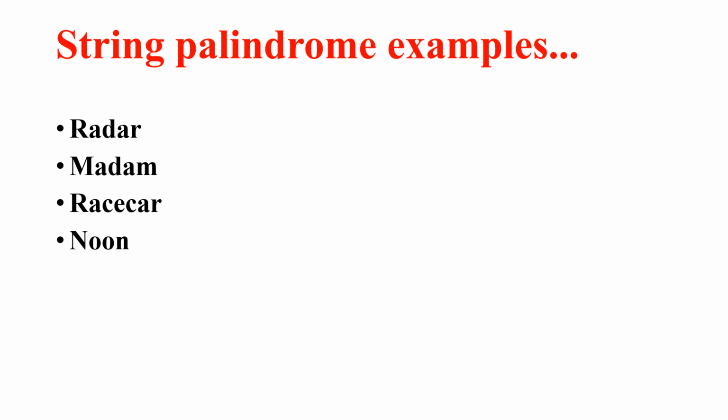String palindrome examples. We'll try to understand the meaning of string palindrome with the help of a few examples. If I consider the example radar, if I read it from left to right or right to left, it gives me the same word, radar. Hence, such strings I call palindromes. Next, another example, madam. If I read it from left to right or right to left, it is still the same word, madam. Another example, race car. If I read it from left to right or right to left, it is still the same, race car. Another example, noon, pop, mom, and like this, there are many more such examples.